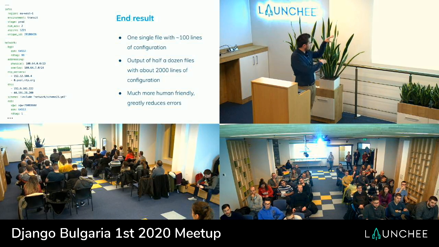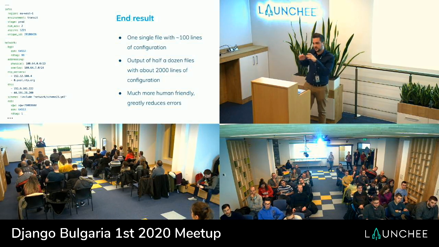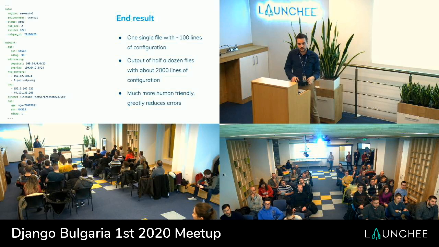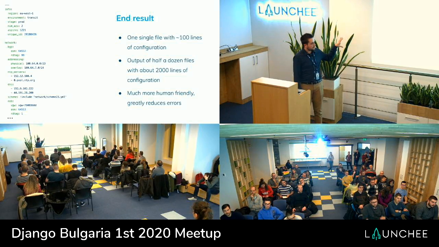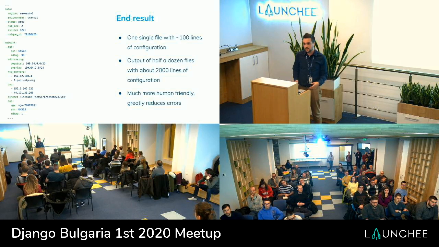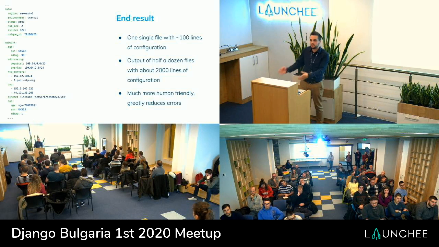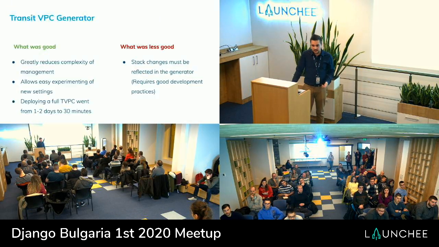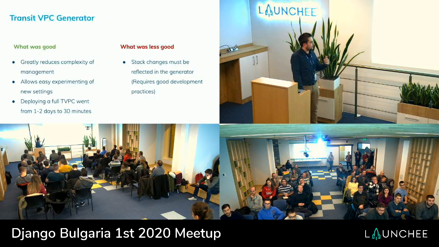And all this generic information is then transformed into all the configuration files that we need to inject with Ansible and Terraform. So from 100 lines of configuration here, we actually output more than 2,000 lines of configuration that don't need to be done by a human. Thanks to that, we have a much more human-friendly process where the margin for human error is very low. The takeaway is that it greatly reduces the complexity of managing the solution.